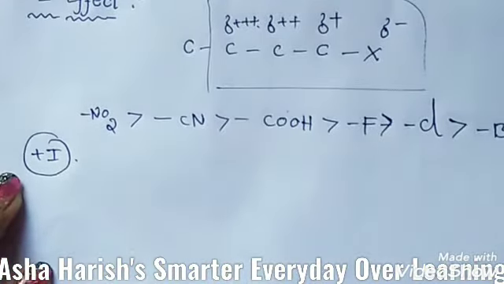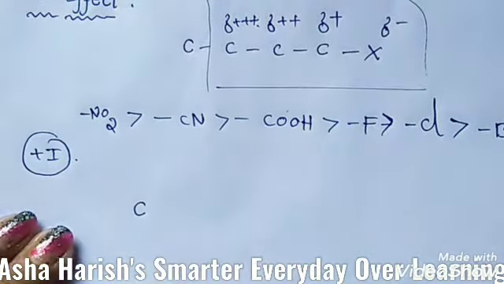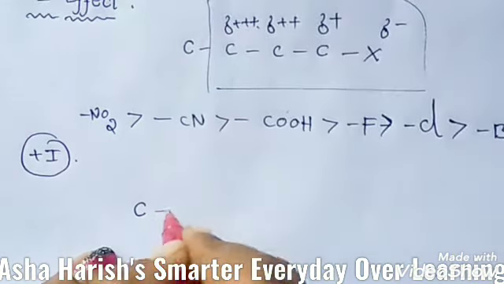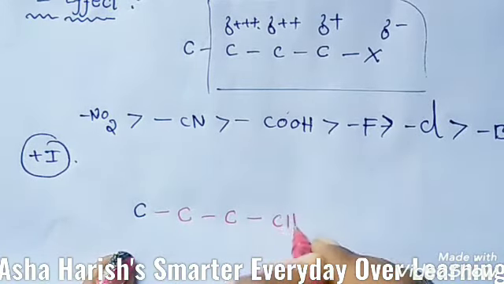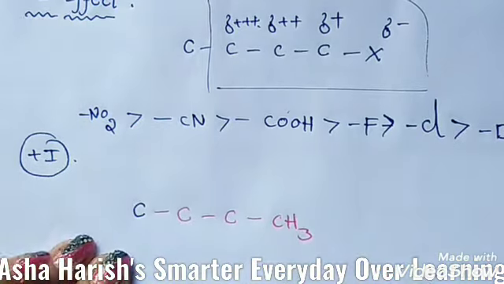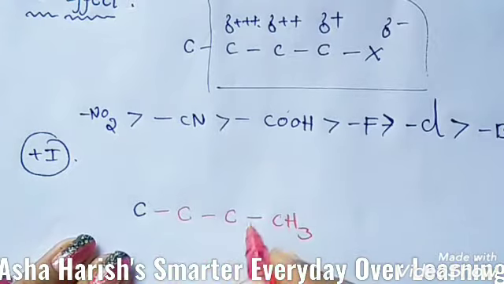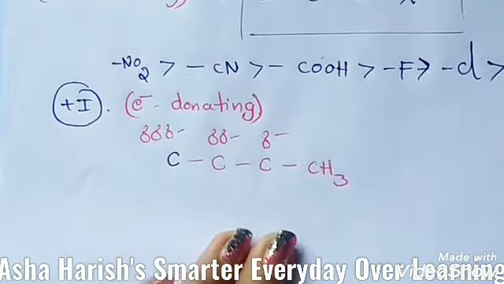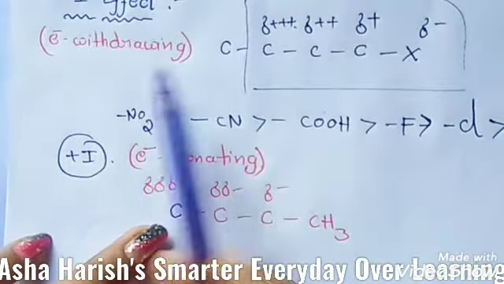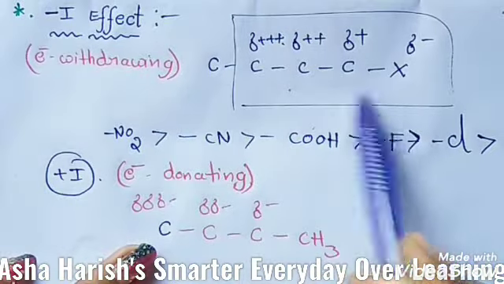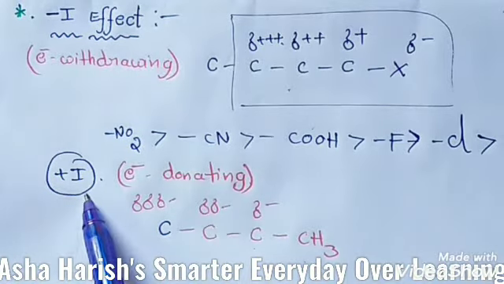Now the plus I effect. If the substituent attached to the end of the carbon chain, for suppose CH3, is electron donating, this is the example here. You should remember one thing: for the minus I effect, an electron withdrawing group is always attached to the end of the carbon chain, and if an electron donating group is attached to the end of the carbon chain, that is the plus I effect.